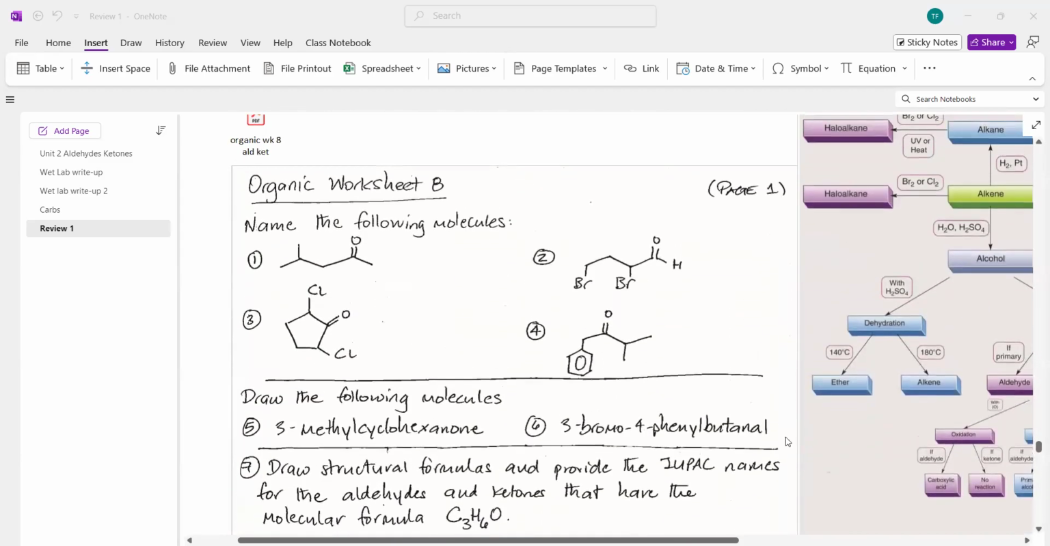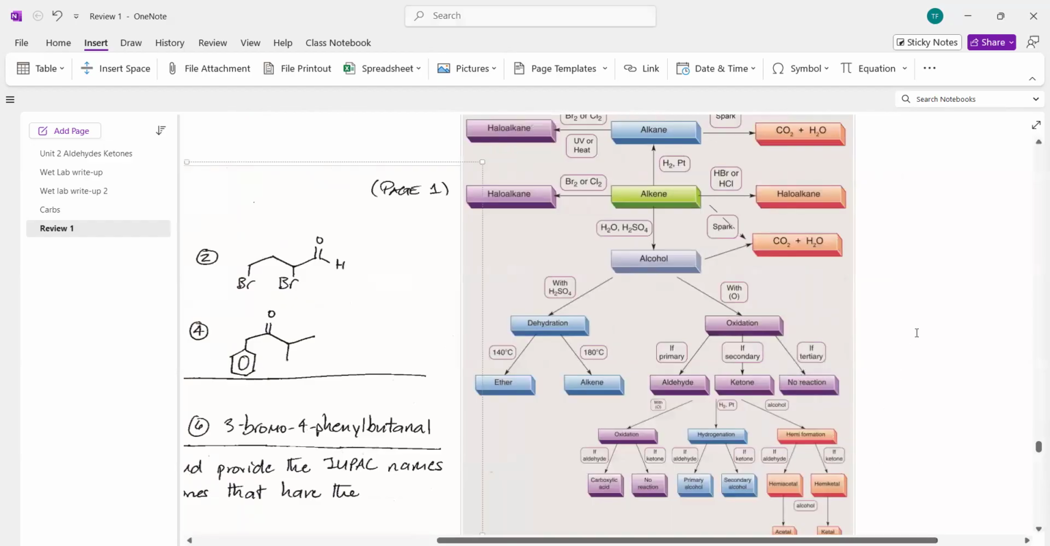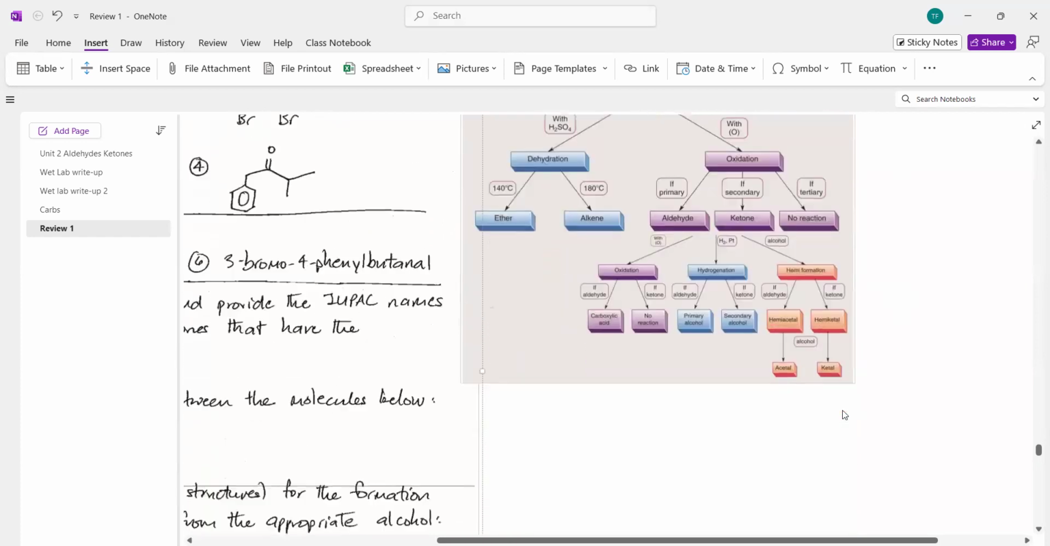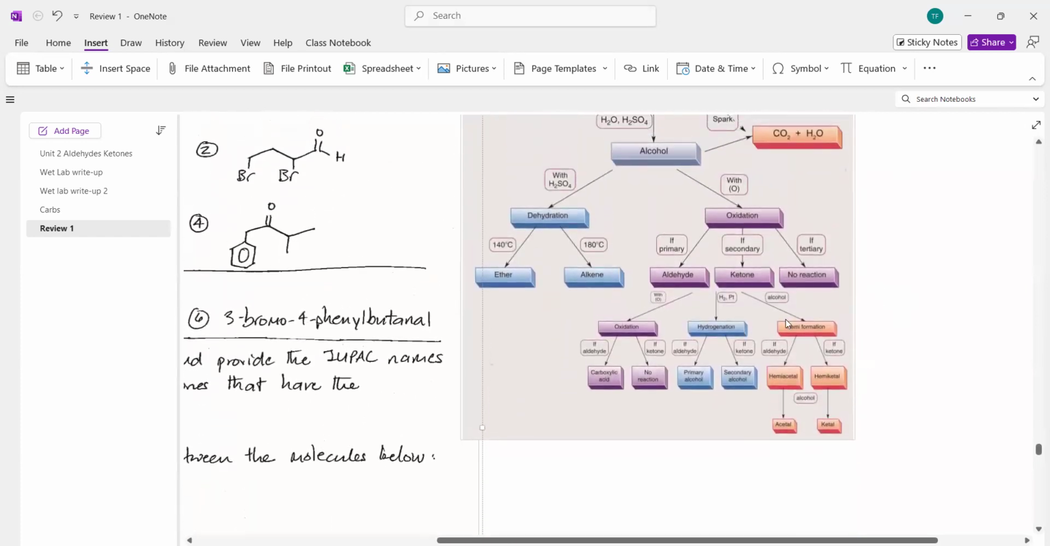Okay, right here. Also available is the flow chart for unit two, and this is the part that's the trickiest part down in here. Okay, so let's go ahead and start here.